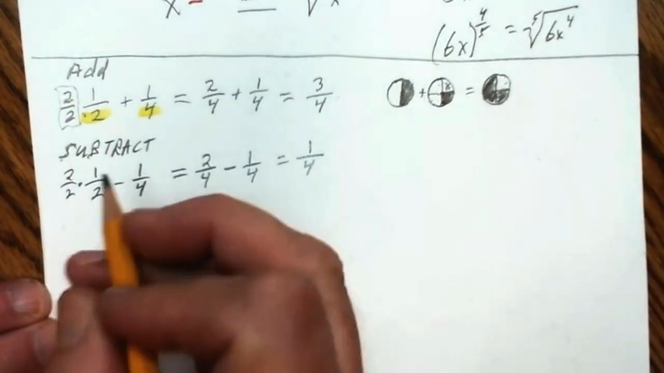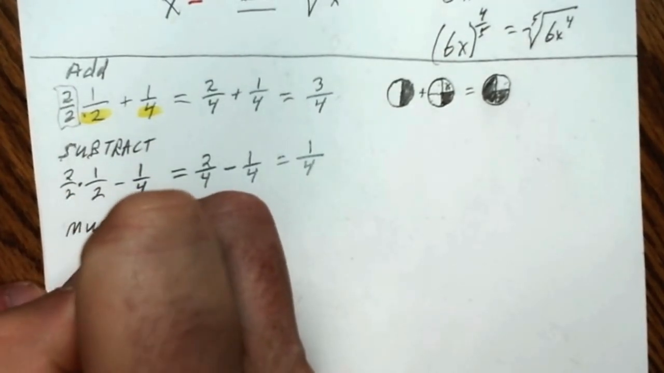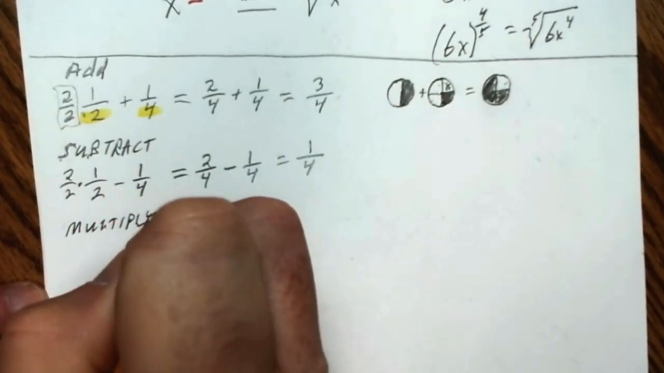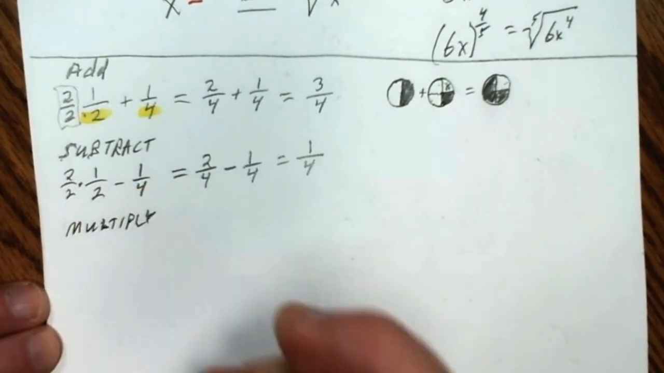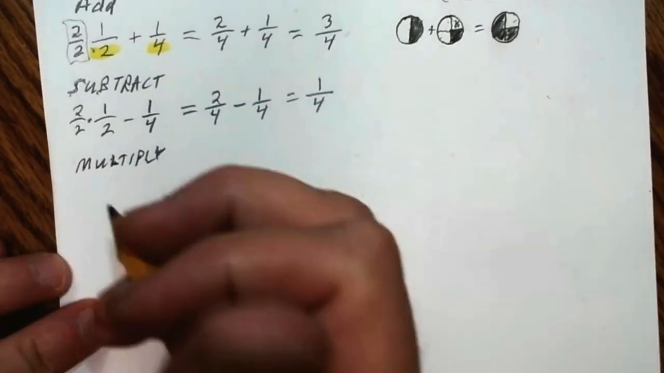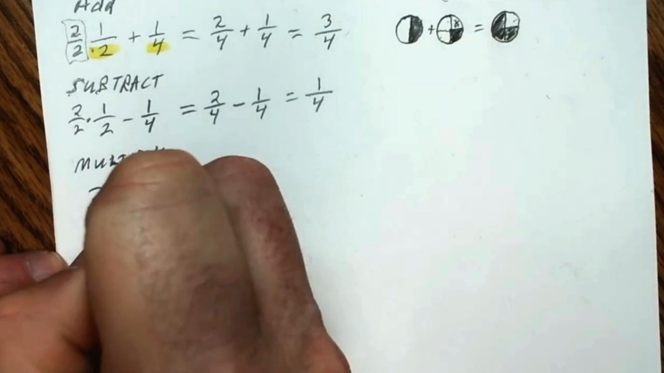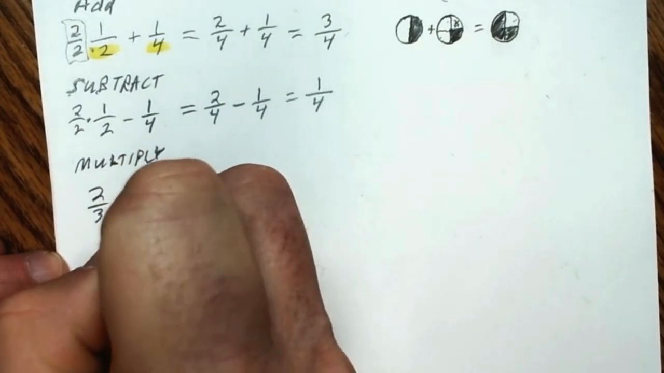So that's subtraction. Let's talk about multiplying. Multiplying is probably the easiest when it comes to fractions. Because let's say we've got 2/3 and we're multiplying it by 3/4.